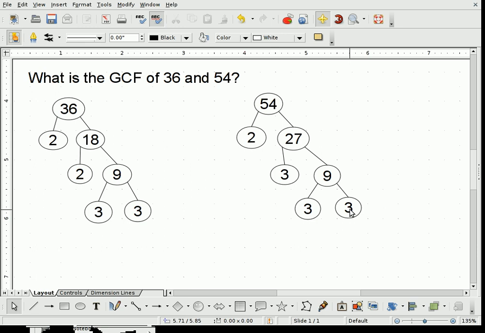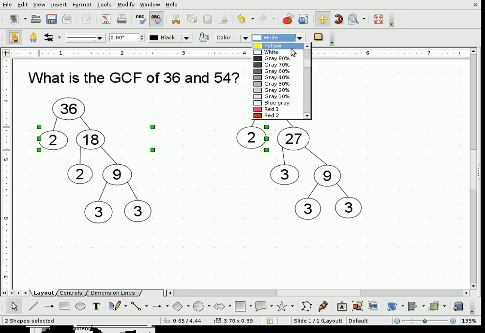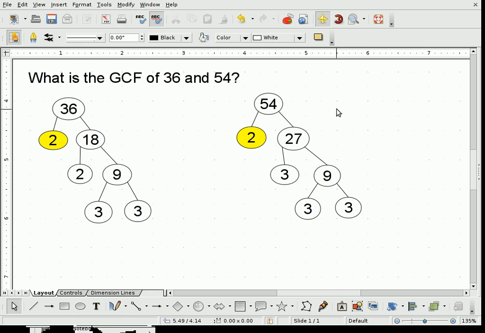Our next task is to find, as many as we can, the common prime factors between these two numbers. We'll start with 2 because 36 has a prime factor of 2, and so does 54. So we pick up this one here, this one here, and change the color to yellow to say that we have counted 2 as a common prime factor between these two numbers. But we're not done yet because we want to find the greatest common factor. So we have to find all of the common factors between 36 and 54, but we cannot double count something that has been counted already.